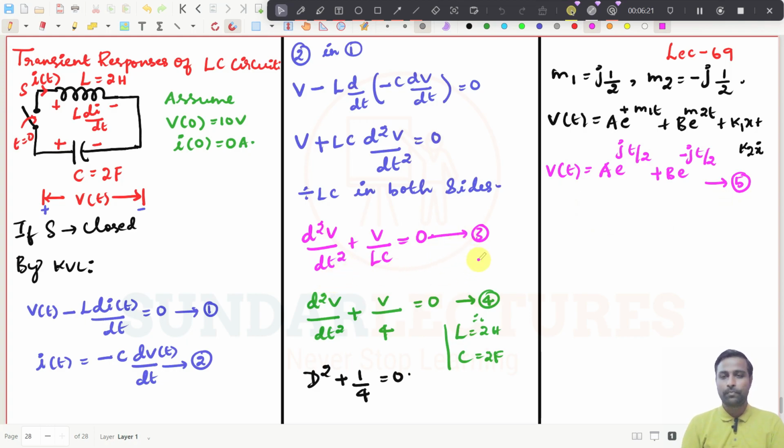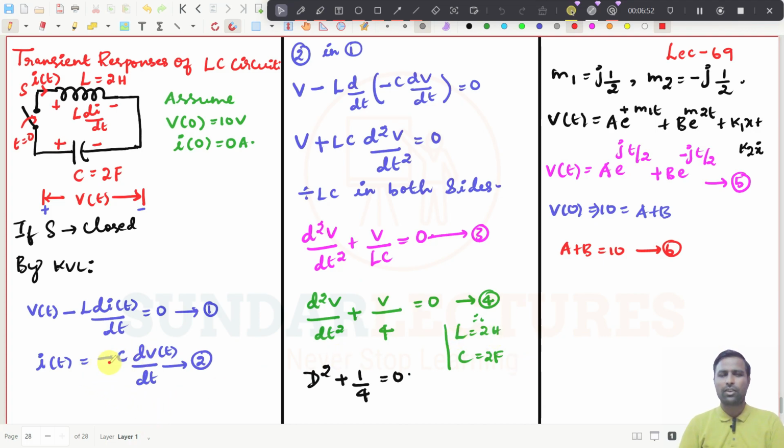And we know the initial condition of v of t. So v of 0 will be 10, right? You just substitute that one. So v of 0, we know that it is 10, and if you substitute t equal to 0 in this expression, it becomes 1, so it will be a plus b. So finally I can write a plus b is equal to 10, make it expression number 6. And then you need to find the i of t value.